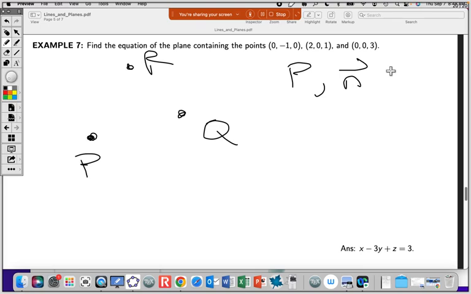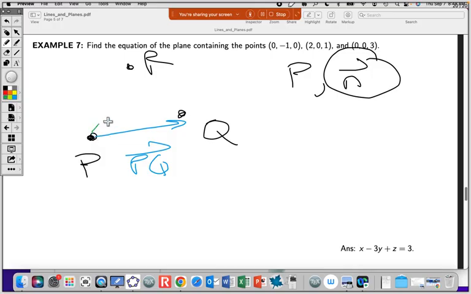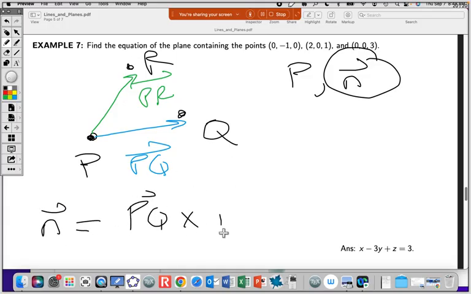So what we can do is construct n from these points, because I could find the vector from P to Q, and then I could find the vector from P to R, and then think back to earlier this week. What vector could I calculate that will get me a vector that's orthogonal to both PQ and PR? The cross product. Perfect. So I would take PQ cross PR, and that would be my vector n.